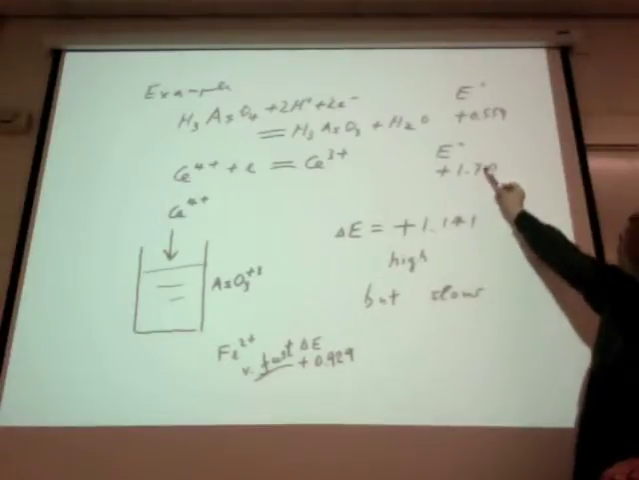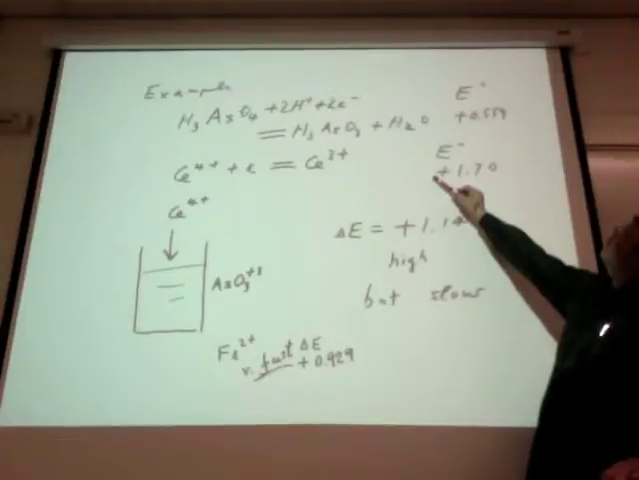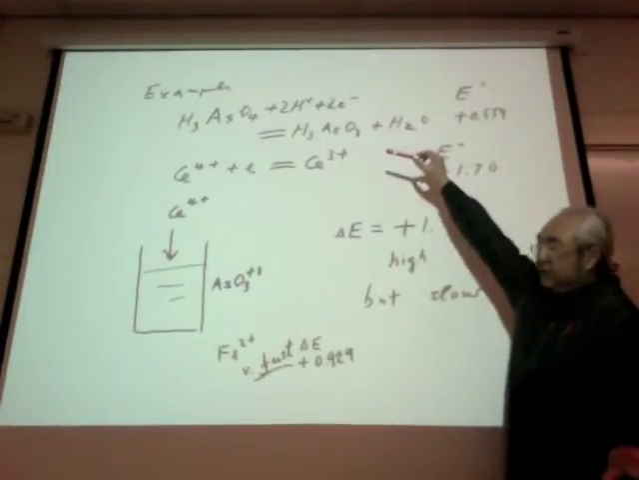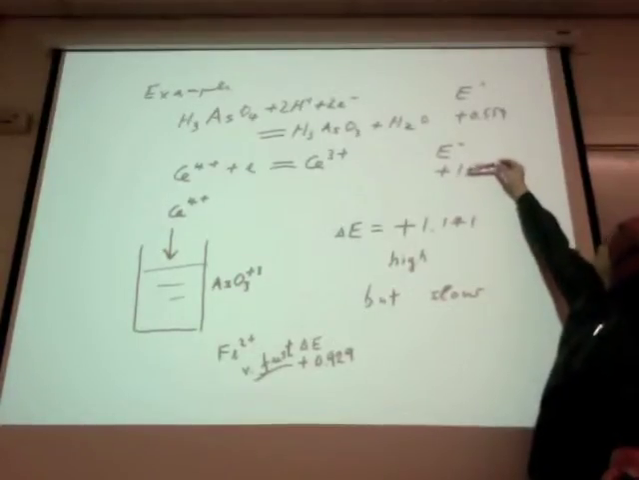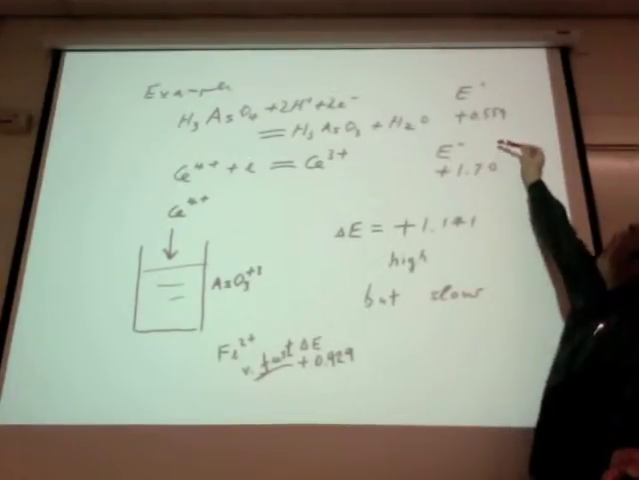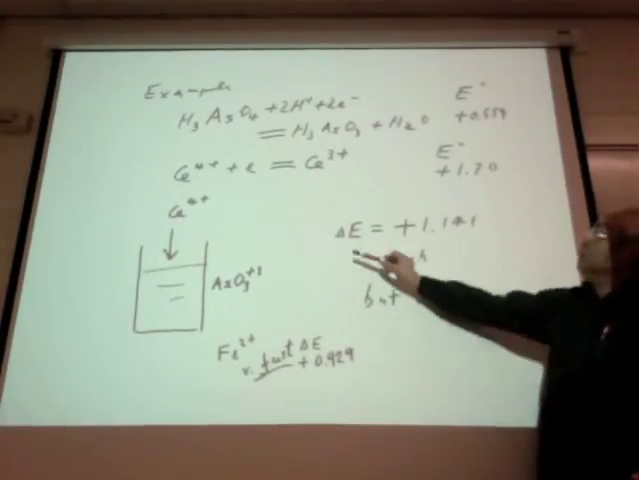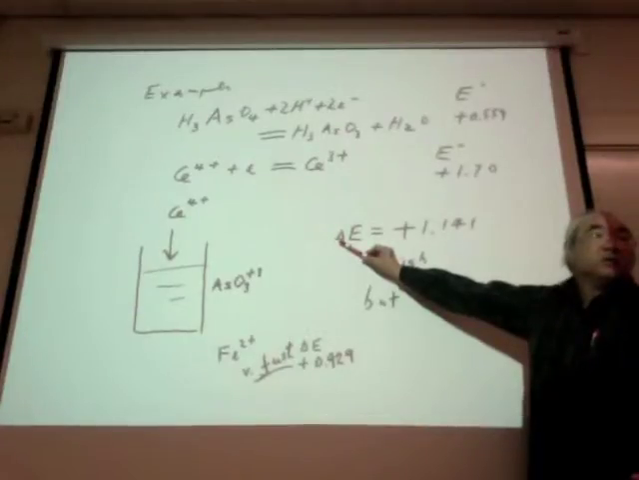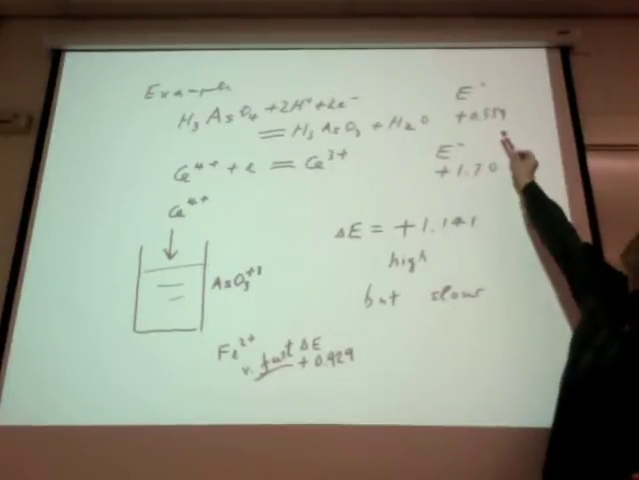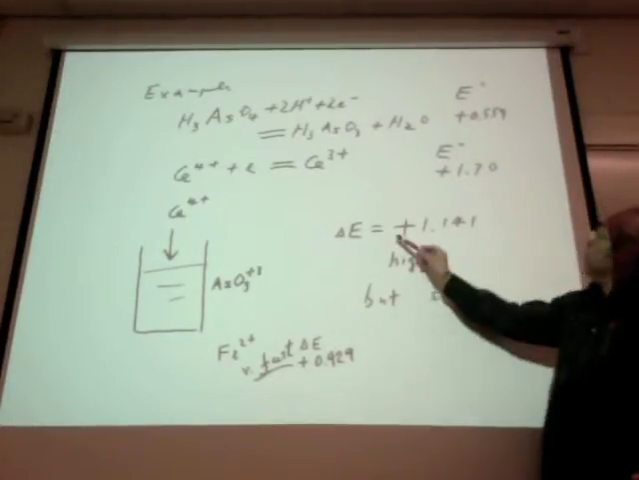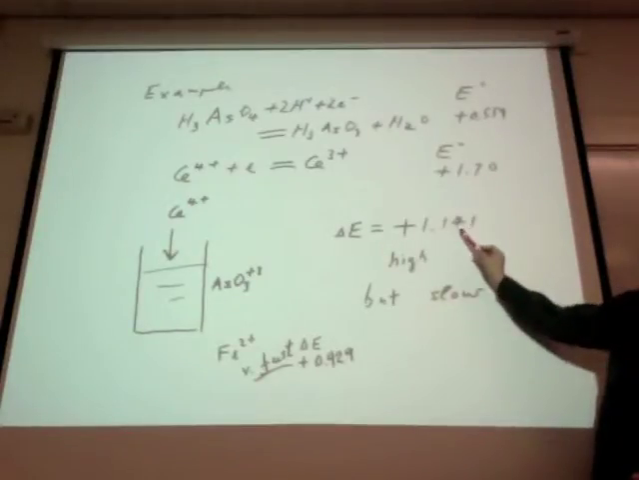Okay, so this is your E overall, right? This stays in this position, and then this one switches as oxidation, then combine. So it is equal to 1.7 minus 0.559, right? That's what the delta represents. Delta means minus, difference. So it's the larger one minus the smaller one. So you end up with this, right? Plus meaning spontaneous, and the magnitude is quite high.